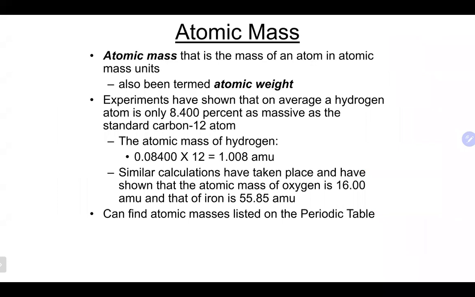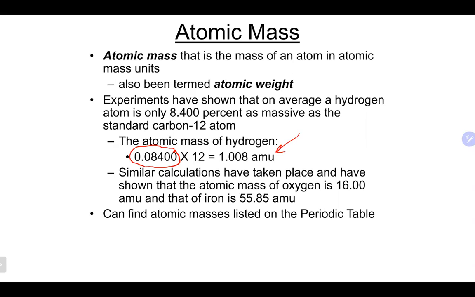So what they did with the atomic mass is they did experiments, and they showed that something like hydrogen, for example, is only about 8.4% as big as the carbon-12 isotope, which is what they were using for the standard. So they did some very simple math here. This is 8.4% converted into a decimal: move the decimal place 2 places to the left, or divide by 100. Times it by 12, which is the atomic mass of carbon-12. And they get about this number here, which is the number that we do see on the periodic table, 1.008.